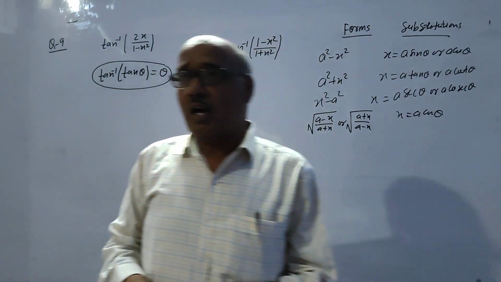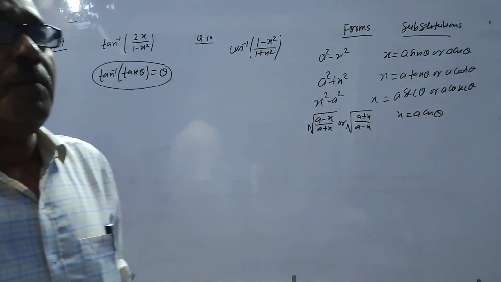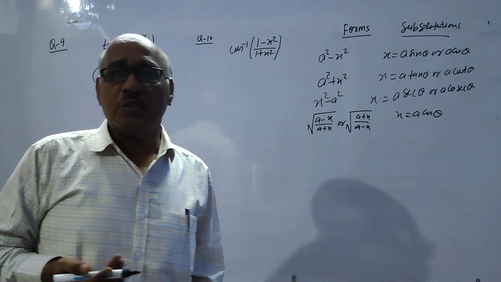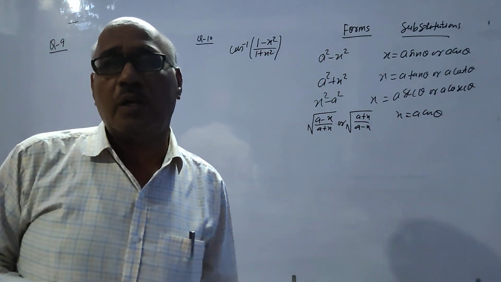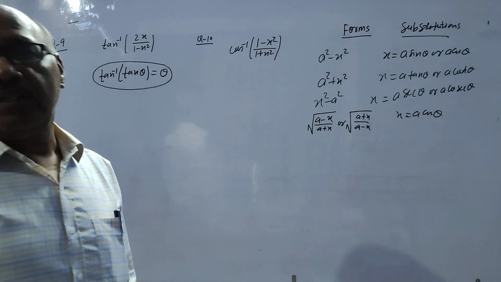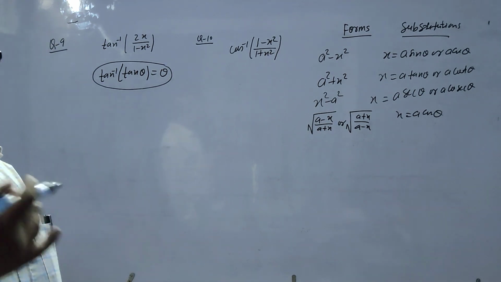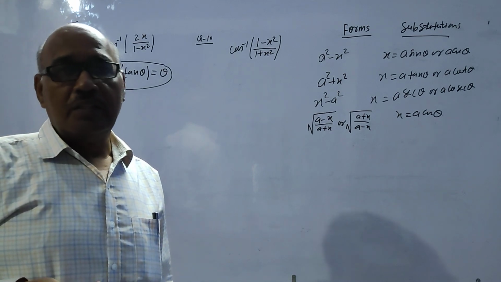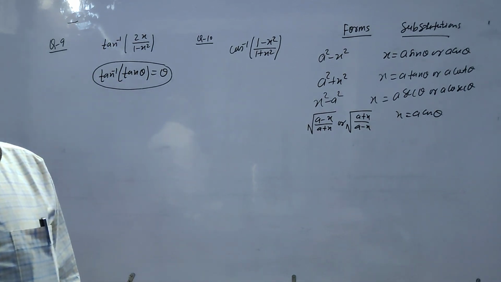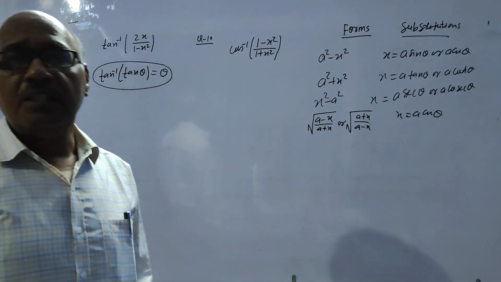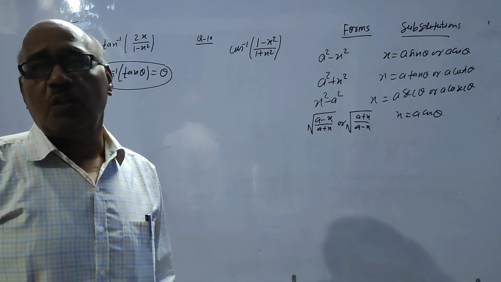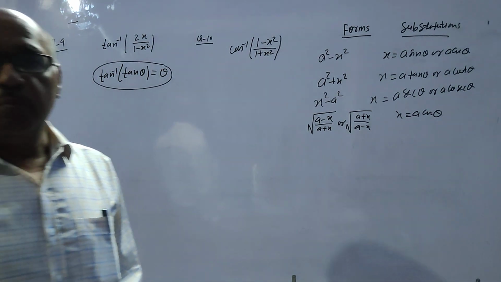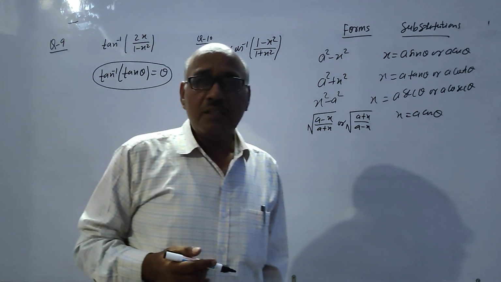So these are some forms which you have to remember, and you must have studied some formulae. sin 2 theta is equal to twice sin theta cos theta, cos 2 theta is equal to 2 cos square theta minus 1, that is 1 minus 2 sin square theta, and that is equal to 1 minus tan square theta upon 1 plus tan square theta. Another formula is sin 2 theta is equal to twice tan theta upon 1 plus tan square theta. sin 3 theta is equal to 3 sin theta minus 4 sin cube theta, cos 3 theta is equal to 4 cos cube theta minus 3 cos theta, and tan 3 theta is equal to 3 tan theta minus tan cube theta upon 1 minus 3 tan square theta.